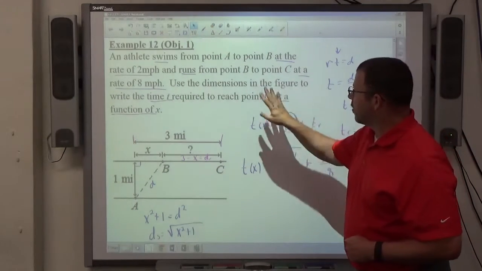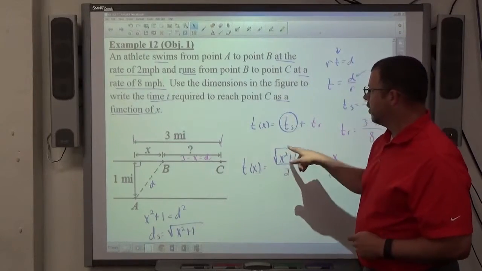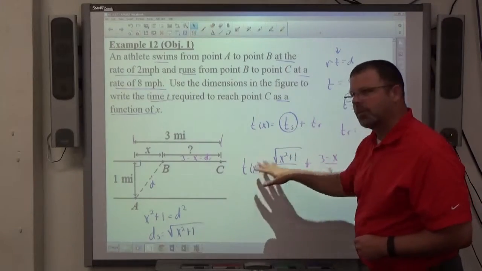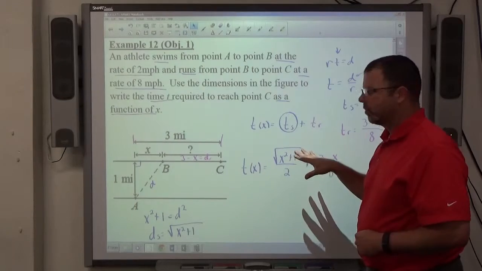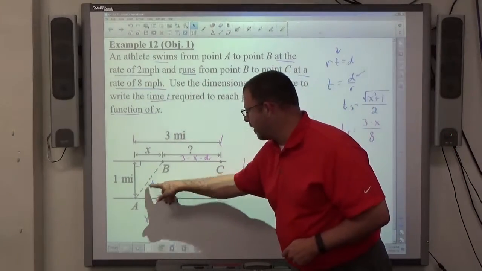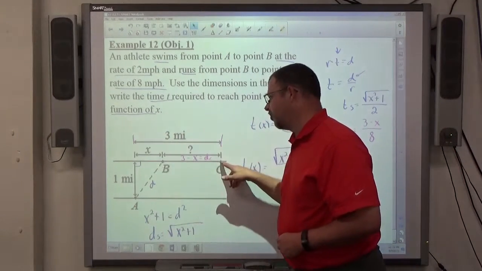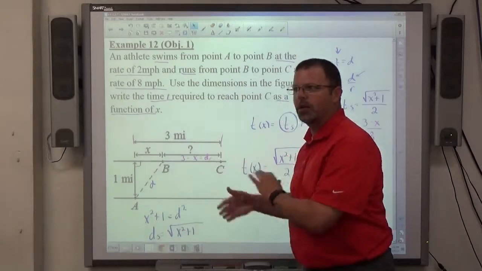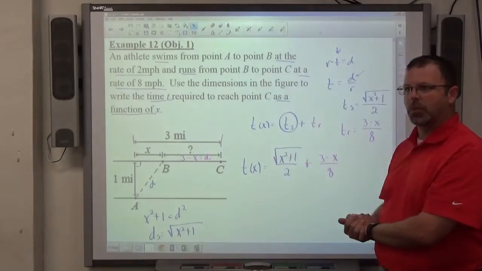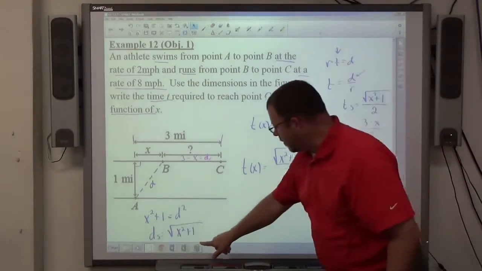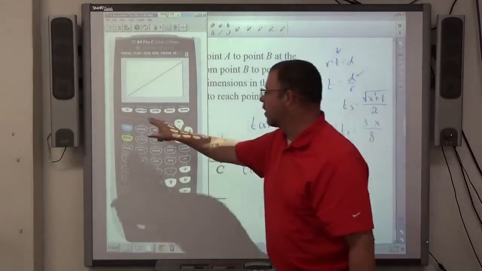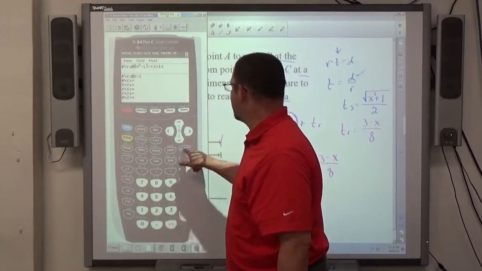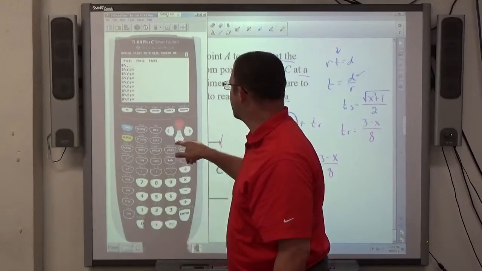Use the dimensions in the figure to write time t required to reach point C as a function of x. T of x equals a bunch of stuff about x. We've made it all the way from A to B, the distance swimming plus the distance running, right? We've made it all the way to point C, so that represents what we're looking at. Now, what we can do with our calculator, again, we're not asked to do anything with this answer, but just to show you what we can do.